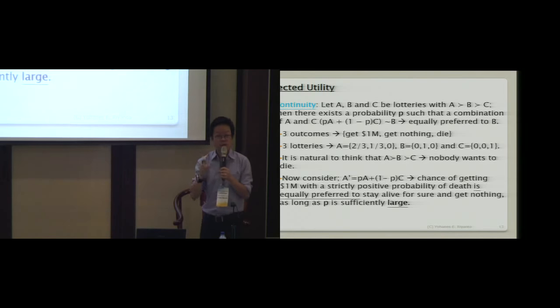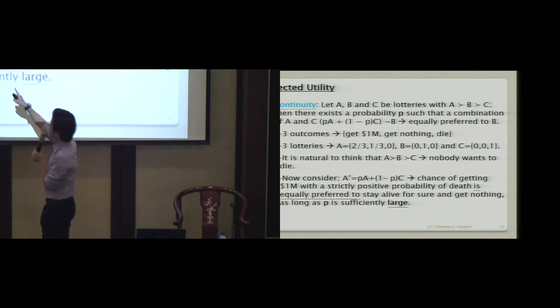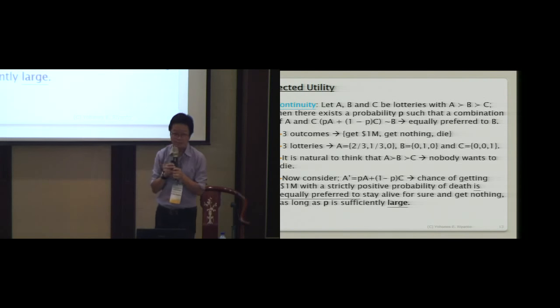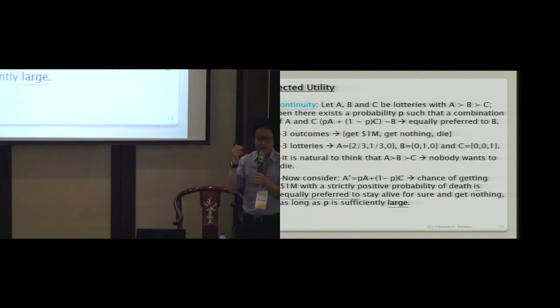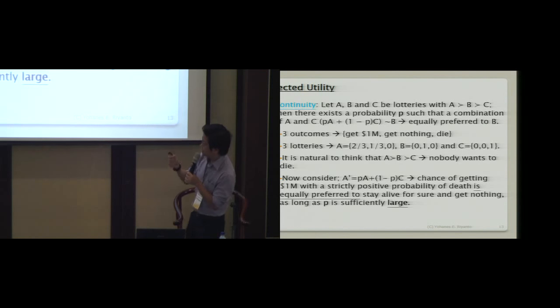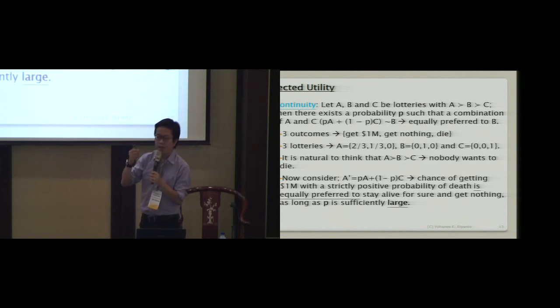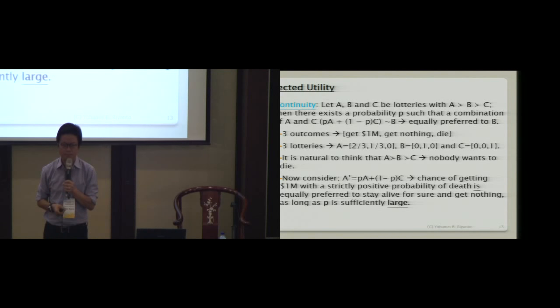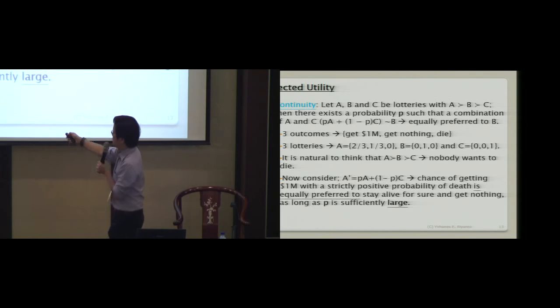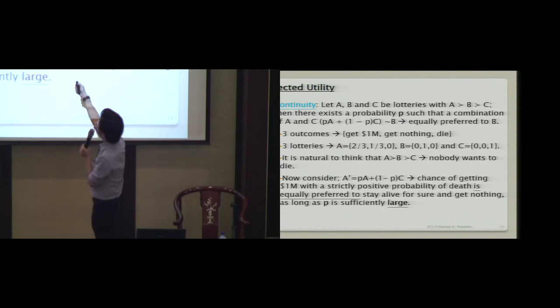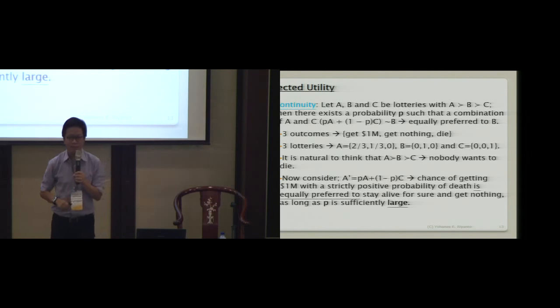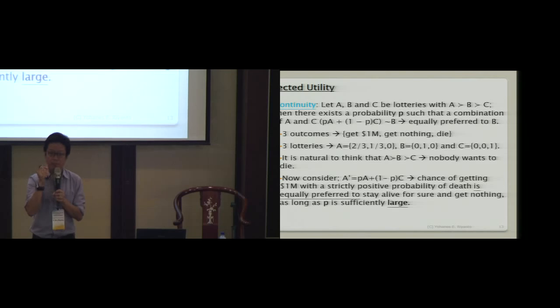Now, let me construct a new lottery A prime. I throw in a probability of getting lottery A and the remaining probability of getting lottery C. So what does it mean? Essentially, I say, let me give you this lottery where you can have the chance of getting $1 million with a little bit of chance of dying. Okay? And I ask you which one you prefer, A prime or B. B, for sure you don't get $1 million, but you don't die. A prime, you might get $1 million, but with some probability of dying.